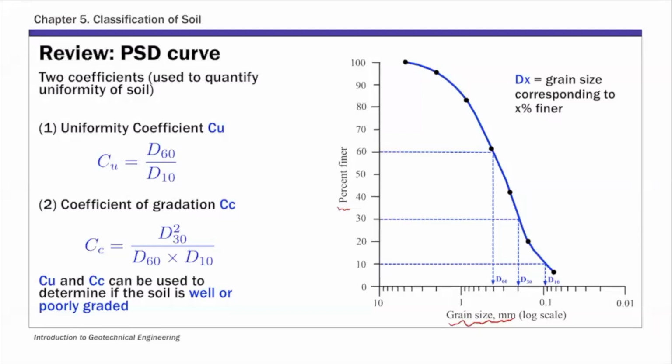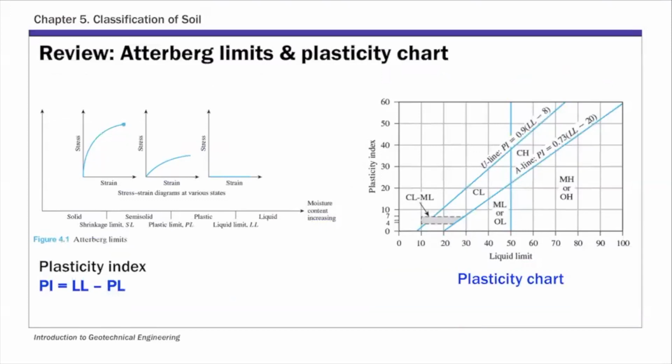From the particle size distribution curve, we're going to use 2 indices, or coefficients, for the USCS system. One is called the uniformity coefficient, CU, and the other is the coefficient of gradation, CC. Given a PSD, we get these 2 coefficients and use them when we classify soils in the USCS system. CU and CC are used for determining the gradation of soil. Just last lecture, we concluded chapter 4, on Atterberg limits and plasticity. From Atterberg limits and plasticity, we're going to use the plasticity chart.